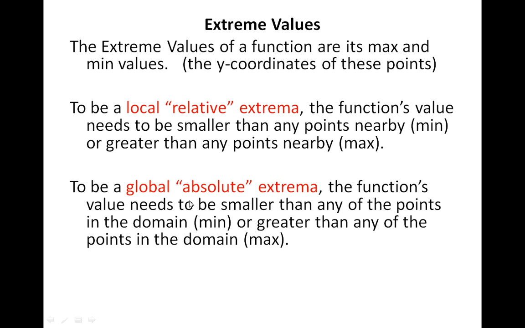So if it is a global or absolute extrema, and again, let's think of a minimum, then it's not good enough that it is the lowest point in a neighborhood around it. It has to actually be the lowest point on the entire graph. So a global or absolute extrema is the absolute lowest point or absolute highest point throughout the entire domain of where the function is defined.